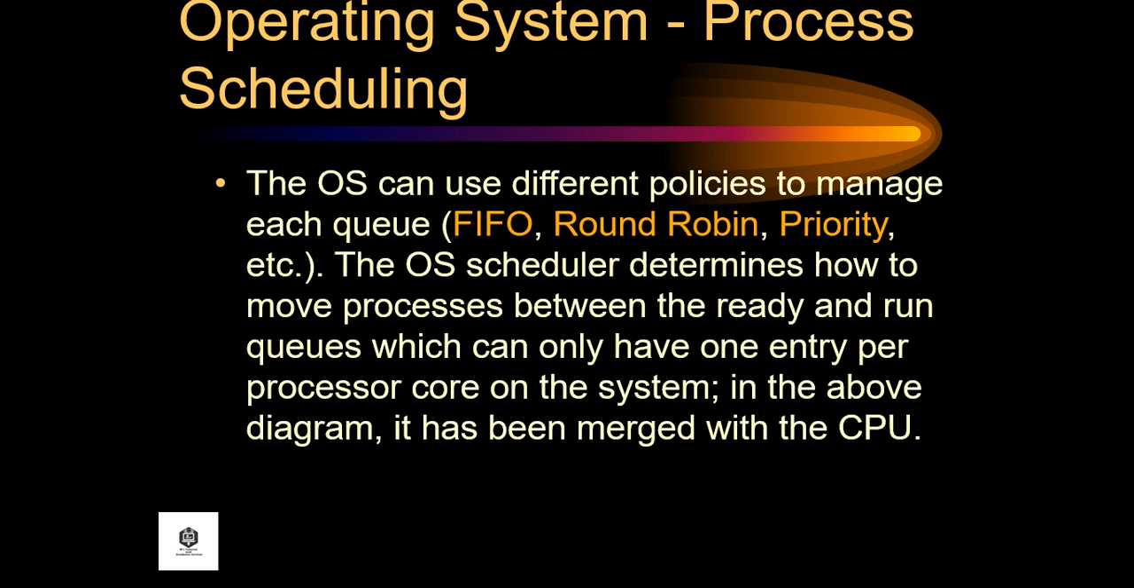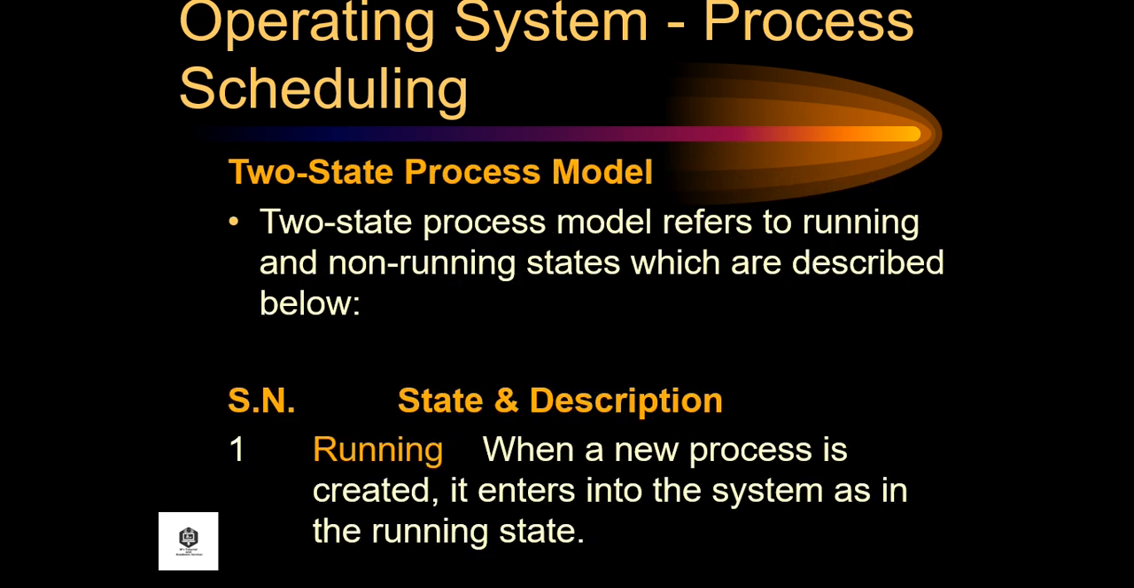The OS can use different policies to manage each queue: FIFO, round robin, priority, and so on. The OS scheduler determines how to move processes between the ready and run queues, which can only have one entry per processor core on the system. In the above diagram, it has been merged with the CPU.